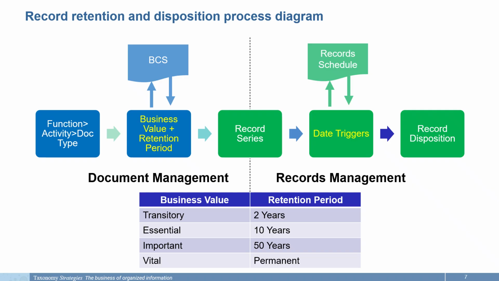records management application. This diagram illustrates how the business process activity metadata in the Business Classification Schema prepares the record series in the document management application to be disposed according to the instructions in the record schedule in the records management application.